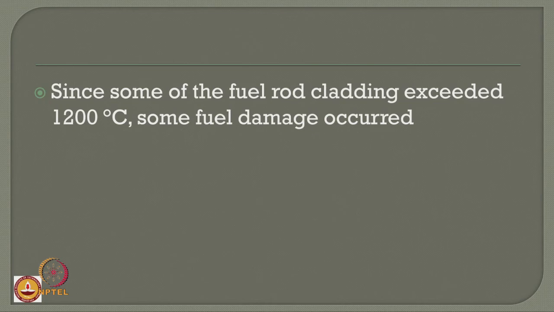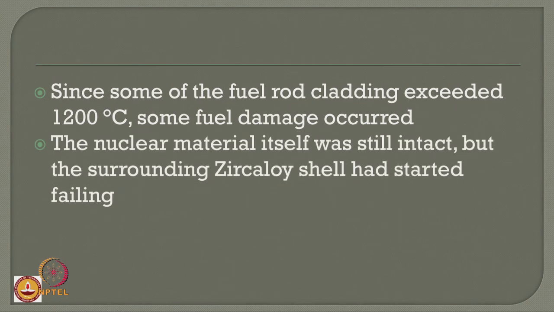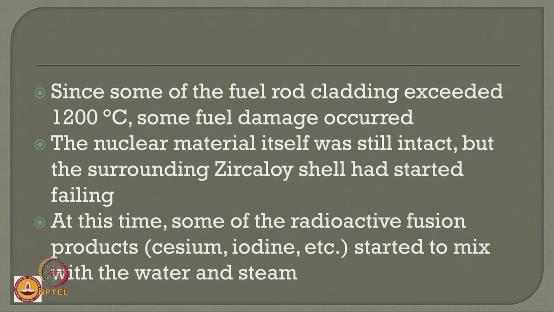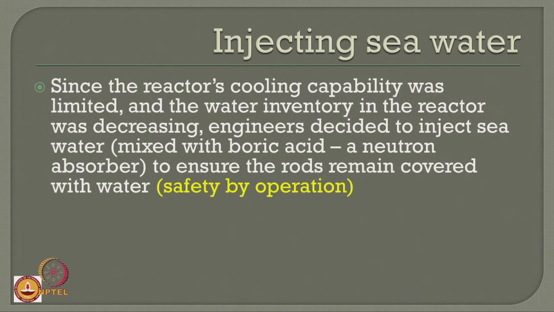Since the fuel rod exceeded 1200 degrees centigrade, some fuel damage occurred. The nuclear material itself was still intact, but the surrounding zircaloy had started failing. At this time, some of the radioactive fission products like cesium, iodine, etc. started to mix with the water and steam. To control this, they injected seawater.